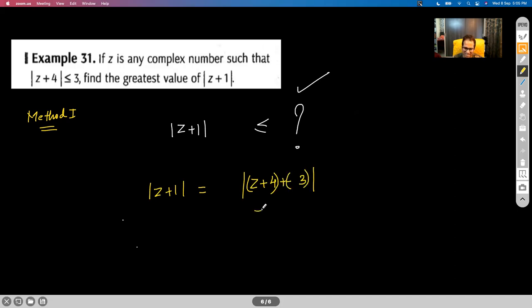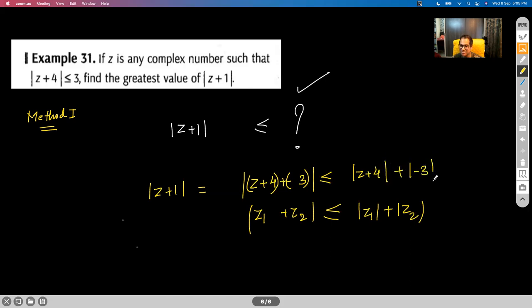can I use the fact that if this is Z1 and this is Z2, the modulus of Z1 plus Z2 is less than or equal to mod Z1 plus mod Z2, because I had to use the less than or equal to symbol? So can I say this is less than or equal to mod Z plus 4 plus mod negative 3? Yes or no? Correct?